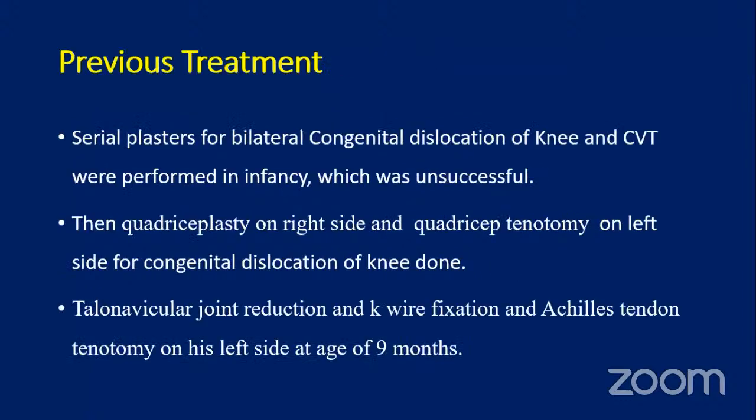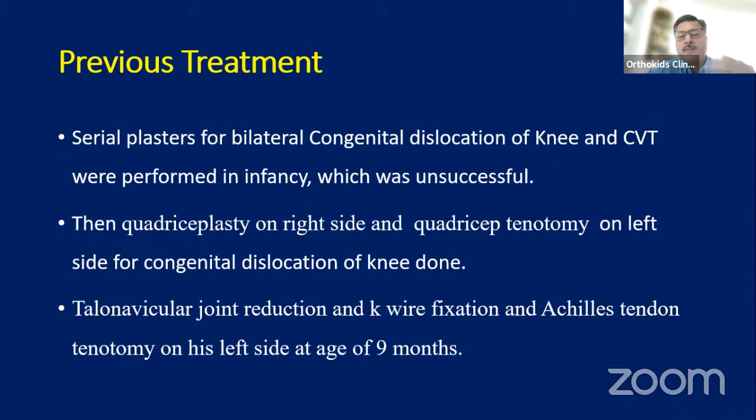So we went for serial plaster for bilateral congenital dislocation of knee and congenital vertical talus, which was intensive but unsuccessful. Then we went for quadricepsplasty on the right side and quadriceps tenotomy on the left side for congenital dislocation of knee, and talonavicular joint reduction and K-wire fixation and Achilles tendon tenotomy on his left side at the age of 9 months. At 6 months, we did the quadricepsplasty. We got correction of only 10-20 degrees, and I was not very sure that the joint was reduced. So we just gave a splint. And at 6 months, when the child was bigger, we went on doing surgical correction. Once it got corrected, we went on to the foot correction.